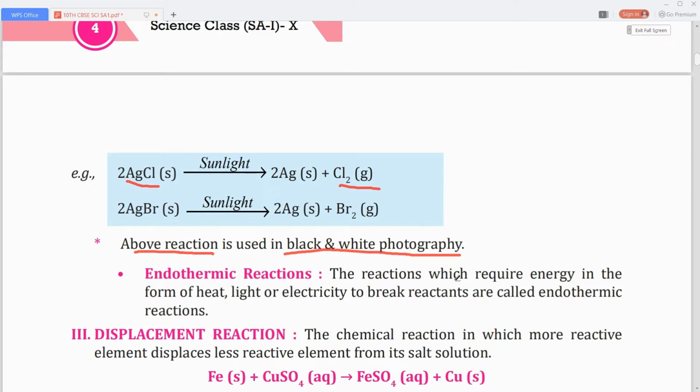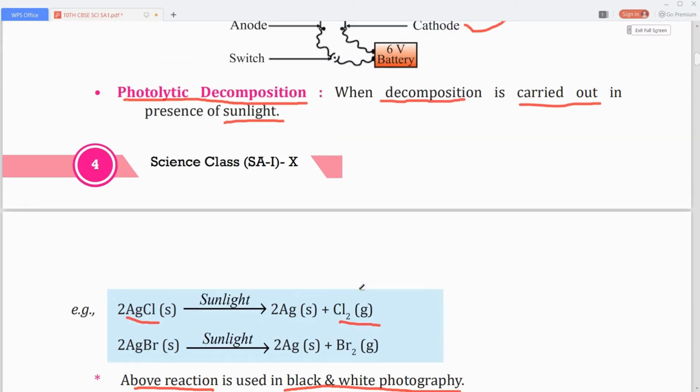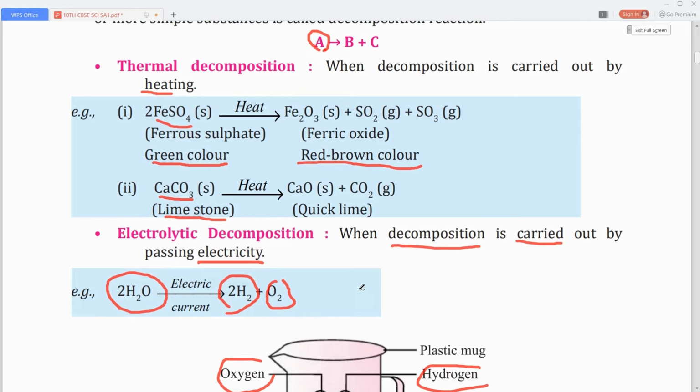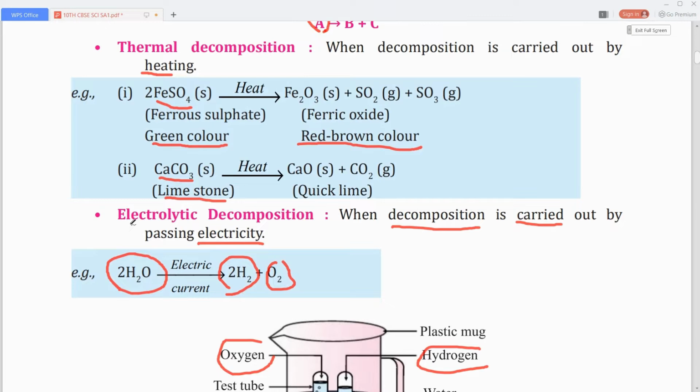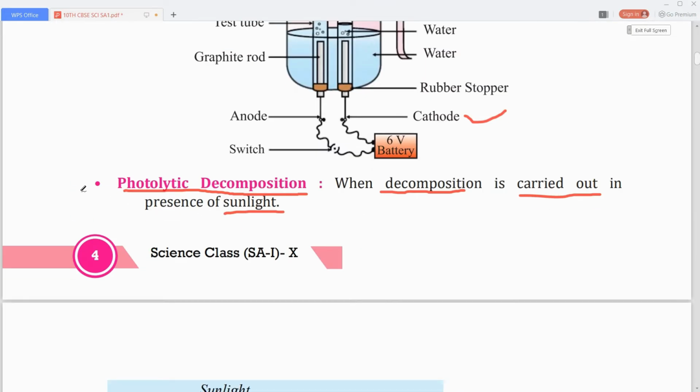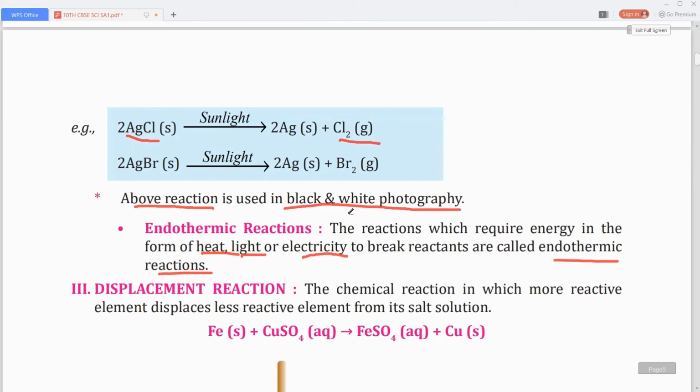And now endothermic reaction. A reaction in which the required energy, in the form of heat, light or electricity, is given to break the reactant is called an endothermic reaction. So all these three decomposition reactions, thermal decomposition, electrolytic decomposition and photolytic decomposition, are called endothermic reactions. Why? Energy is given in all the above three reactions.